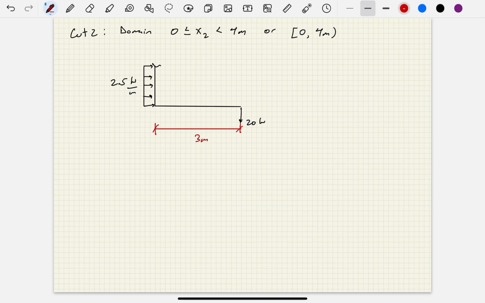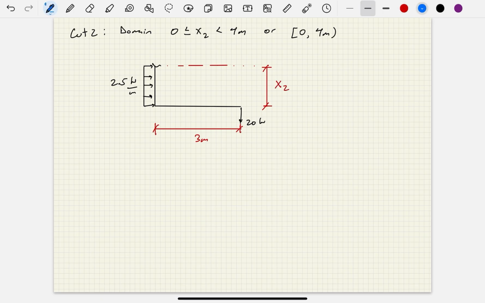What about this dimension line here, from here to that cut? Is it 4 meters? Is it 2 meters? Is it 0 meters? What is it? No, it's x2.